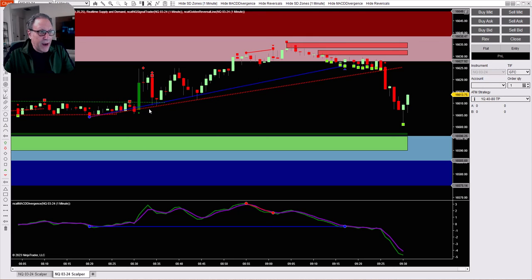All you're doing is waiting for these golden reversal lines in combination with support and resistance zones and our great dynamic supply and demand zones.